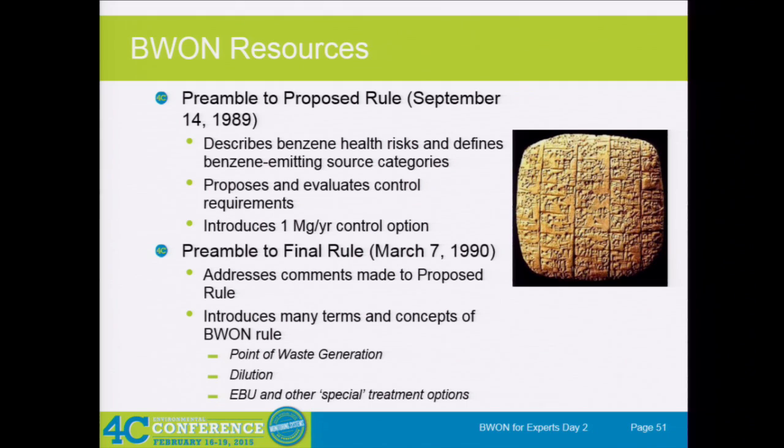So some BQ resources, all of these are on your little flash drives. We have the preamble to the proposed rule, which has a lot of general information. We have our health risk on benzene, which proposes and evaluates control requirements. And this is where we introduce the 1 megagram per year control option. And then we have the preamble to the final rule in 1990, and it addresses all the comments to the proposed rule, and it introduces a lot of the terms that are key and important to BQ, with the point of waste generation, dilution is not the solution, EBU, and other special treatment options. All are introduced within this preamble to the final rule.